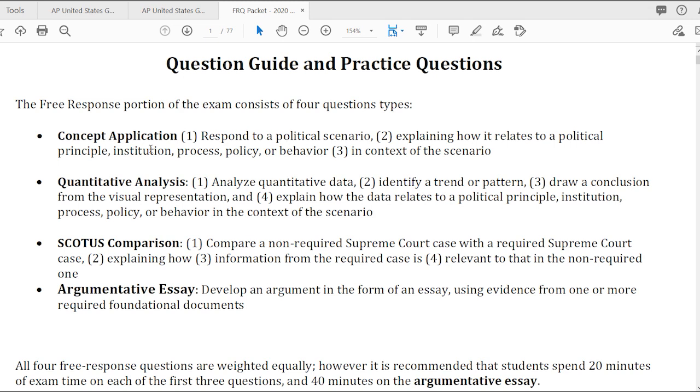Okay, the concept application question is very simple. You're responding to a political scenario. You're explaining how that scenario relates to a political principle, institution, process, policy, or behavior. And very importantly, in the context of the scenario.